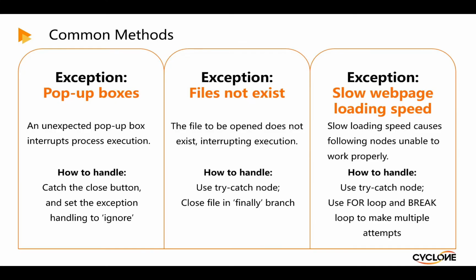The third exception type is web pages loaded too slowly. When this happens, some nodes related to web page operations, such as to click a link or to input something in the text box, can't be executed normally. In this case, we should again use try-catch node to catch the exception information and utilize for loop and break loop nodes to make repeated attempts until the web page is successfully loaded.